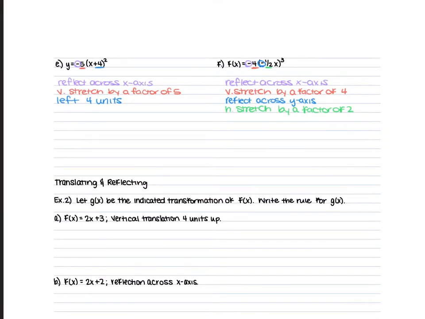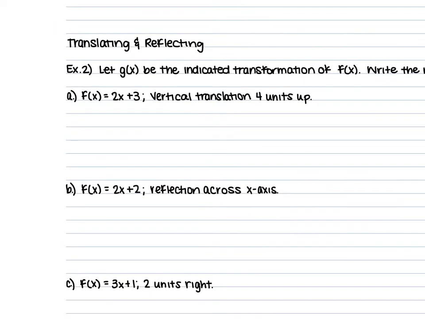So the next part of this lesson goes into us being given the transformations with a function and applying those transformations to the function that we're given. So for example, 2a, we're starting with f of x is equal to 2x plus 3, and we have a vertical translation 4 units up.